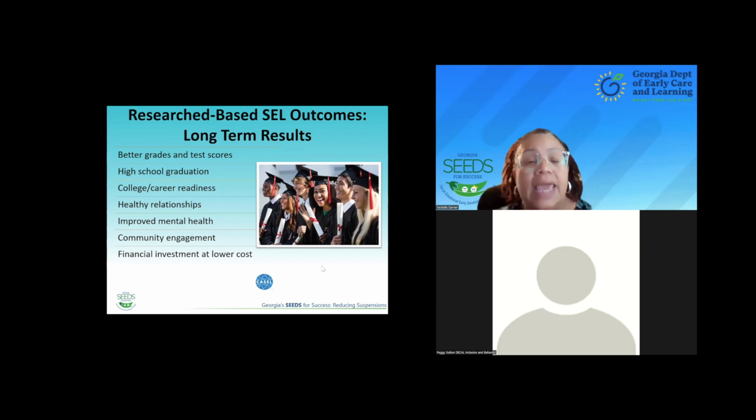In the end, implementing quality social emotional learning programs is actually more cost effective than the costs associated with planning and implementing interventions in response to challenging behavior. So SEL by far is a better financial investment for children, families, schools, and the community.